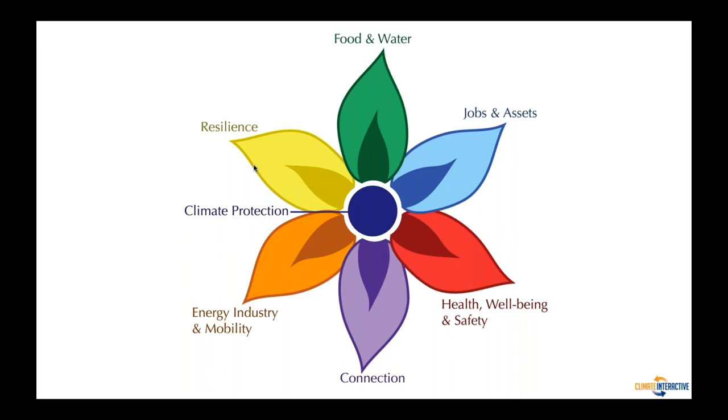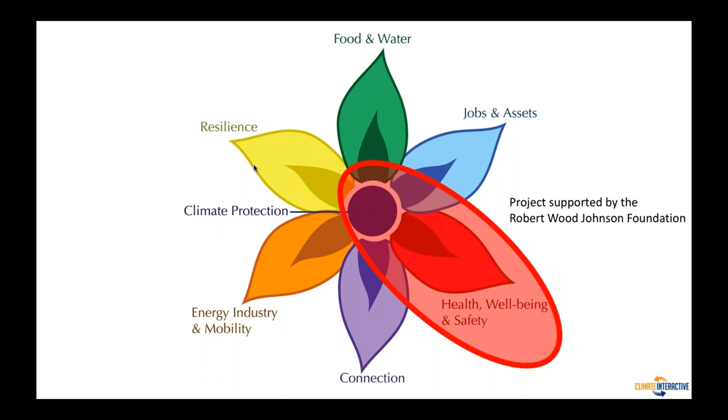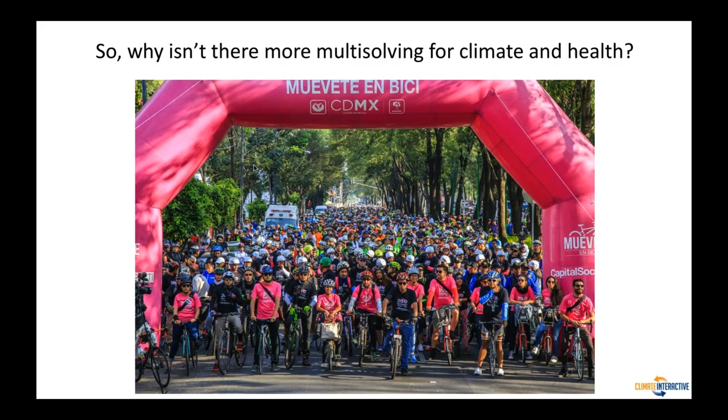So we've done research and looked for case studies for many of these different co-benefits. But today we're going to talk about one petal of the flower in particular, which is this one where there's some benefit to the climate along with improvements in health, well-being, and safety. And we had the great fortune over the course of most of 2017 to have research on this particular petal of the flower supported by a U.S. health foundation, the Robert Wood Johnson Foundation, who invited us to do a global scan about investments in projects at the intersection of climate and health.